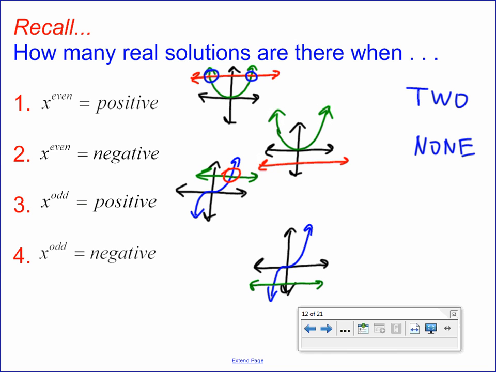And how many solutions do we expect to see for an odd power function set equal to a negative? Logan? 1 as well. And so if we have an odd power function, then we're always going to have one real solution.